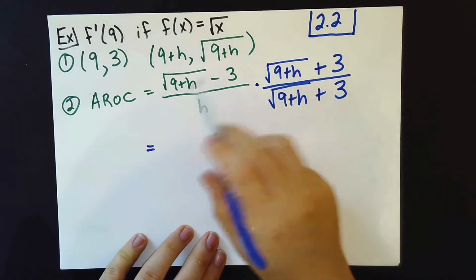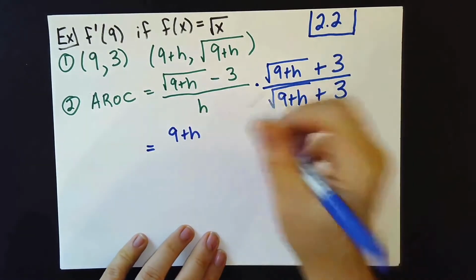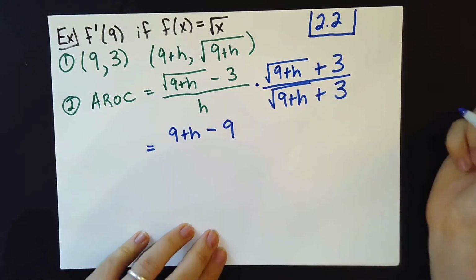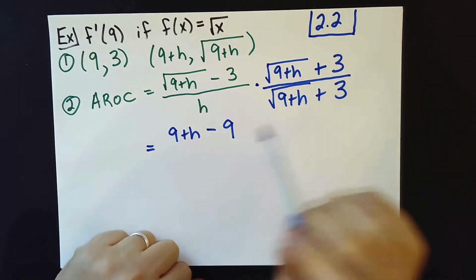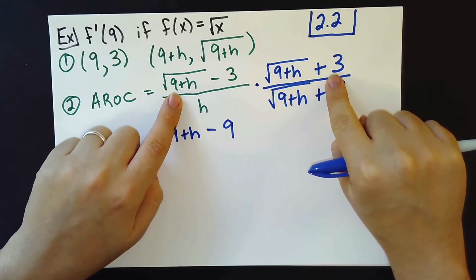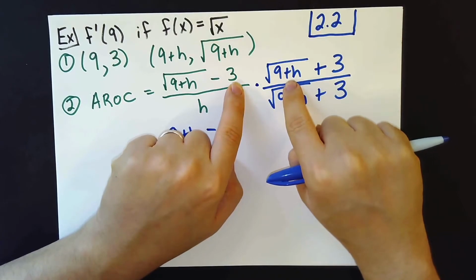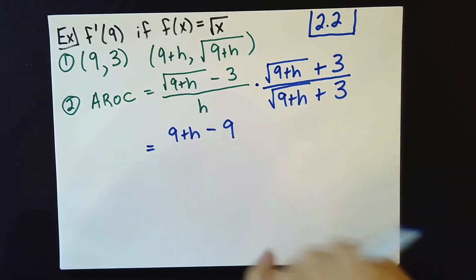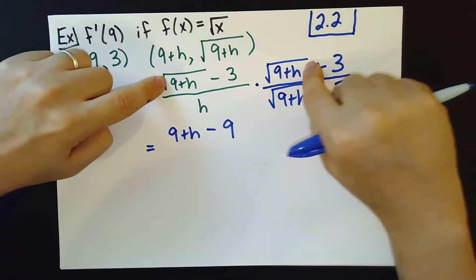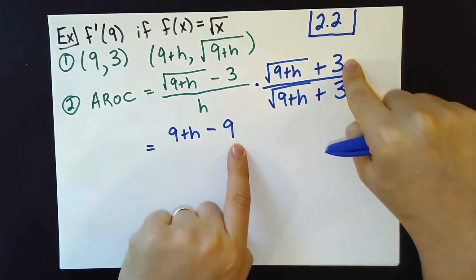And so the numerator here is going to become 9 plus h minus 9. Okay. Again, remember the secret here is that the cross terms, I get a plus 3 times the square root of 9 plus h and a minus 3 times the square root of 9 plus h, and those just cancel. So the only terms I really get are the square root of 9 plus h times the square root of 9 plus h, which is 9 plus h, and the 3 times 3, which is the 9.